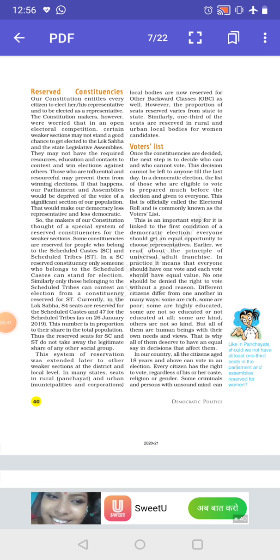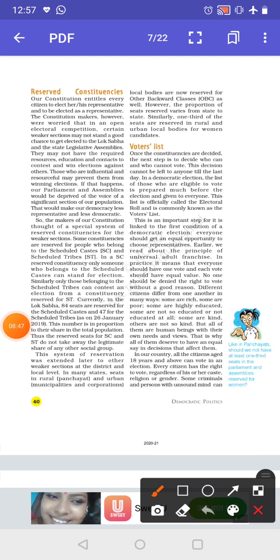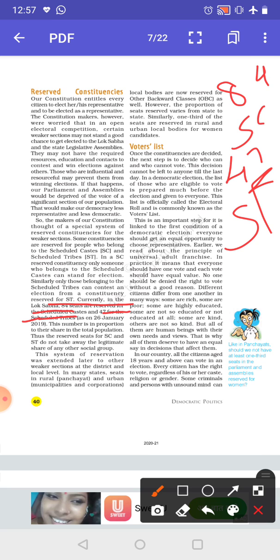Now currently in the Lok Sabha, 84 seats are reserved for the scheduled castes and 47 for the scheduled tribes, as per January 2019. So this number, 84 for SCs and 47 for STs, has been fixed. And on these constituency seats, only people of the SC category can stand in elections, and here only people of the ST category can stand in elections.